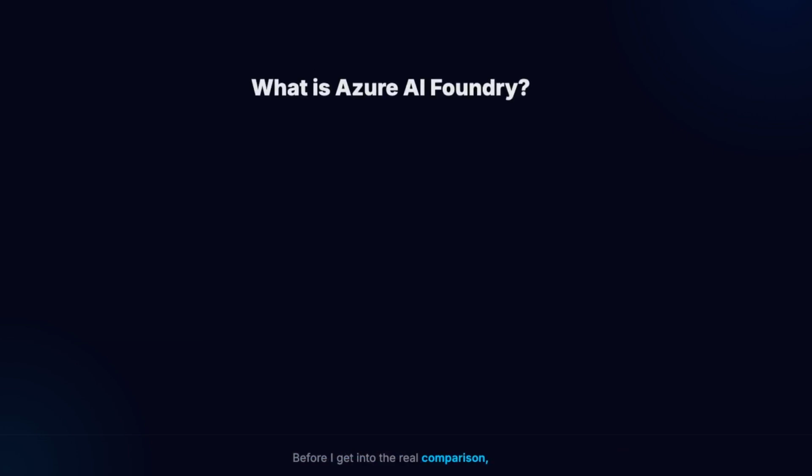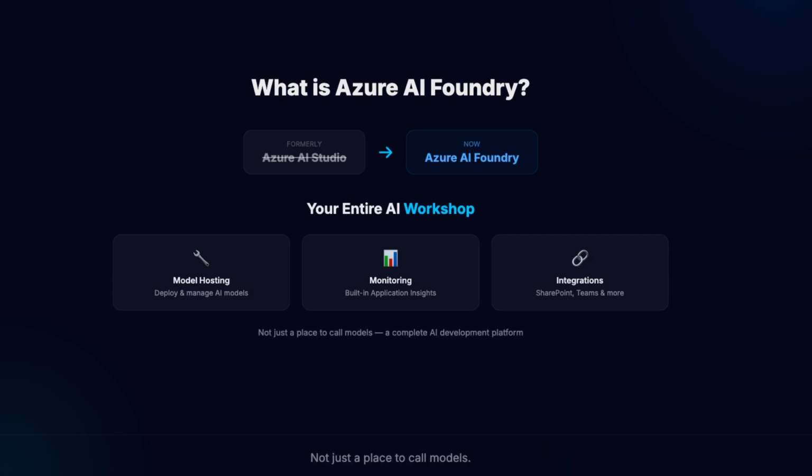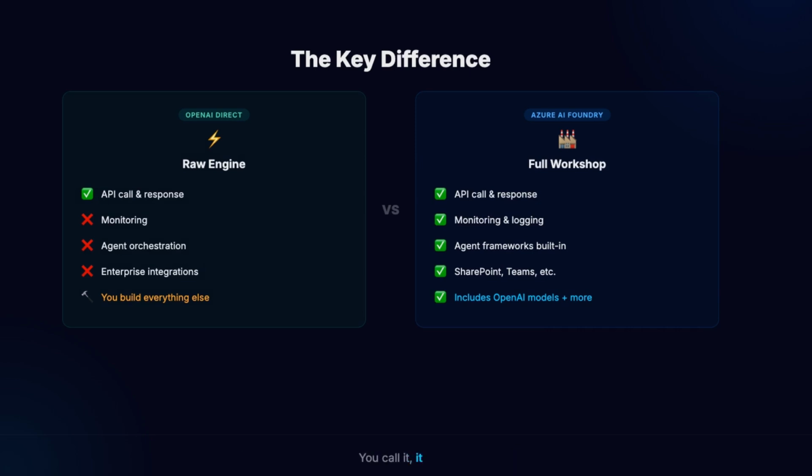Before I get into the real comparison, let me quickly clear something up. Because even Microsoft's own naming is confusing here. Azure AI Foundry used to be called Azure AI Studio. They rebranded it, expanded it, and now it's basically your entire AI development workshop, not just a place to call models. OpenAI Direct API, on the other hand, is just a raw engine. You call it, it responds. Anything else, monitoring, agents, integration, you build yourself.